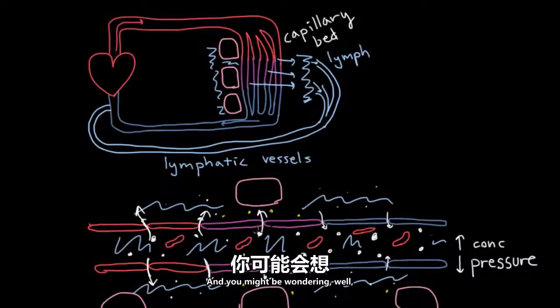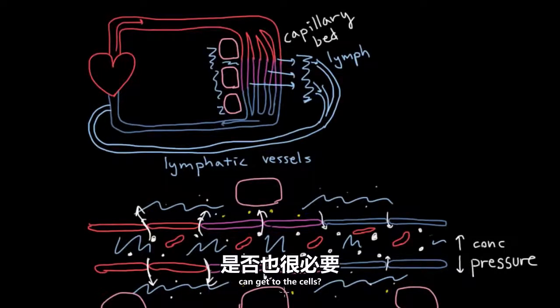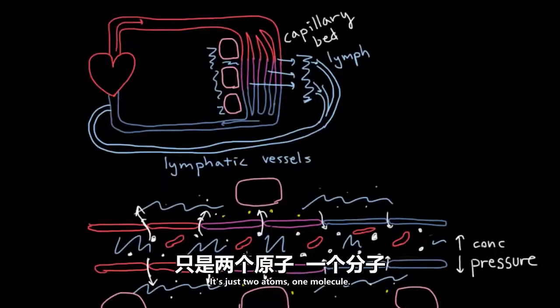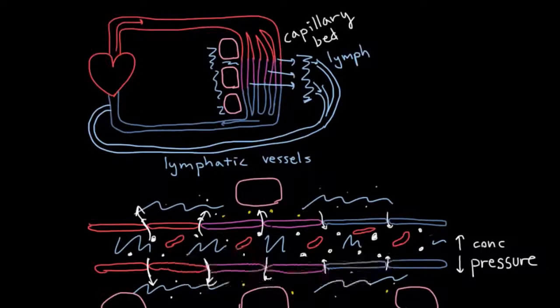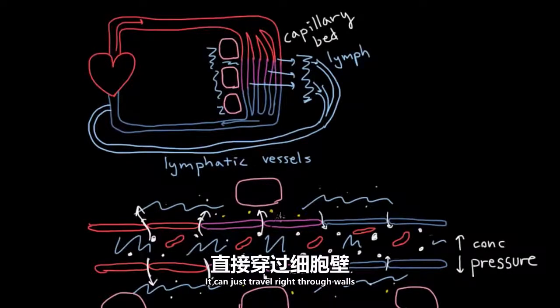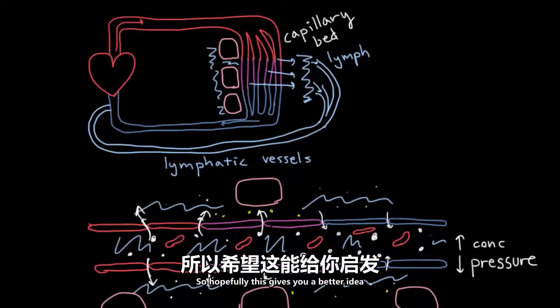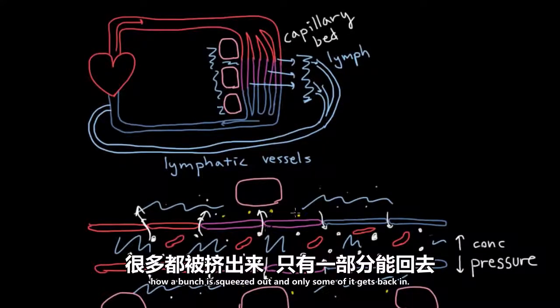And you might be wondering, well, are these gaps also necessary so that oxygen can get to the cells? And actually oxygen is different. It's very small. It's just 2 atoms, 1 molecule. So oxygen can just go right through the cells. It can just travel right through walls and get where it needs to. So hopefully this gives you a better idea of how lymph is kind of formed from capillaries, how a bunch is squeezed out and only some of it gets back in.